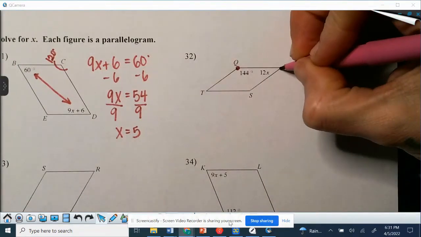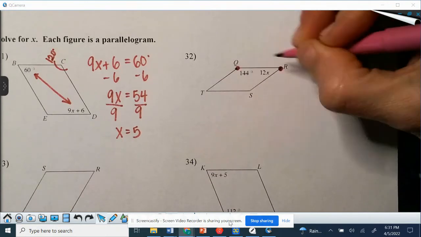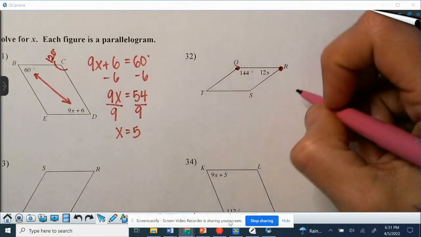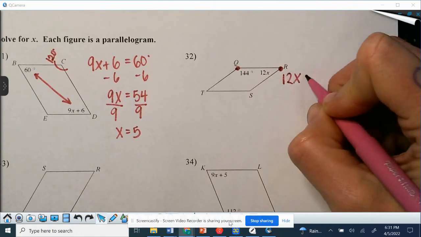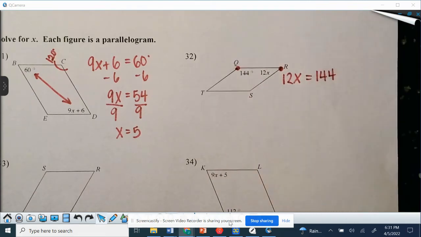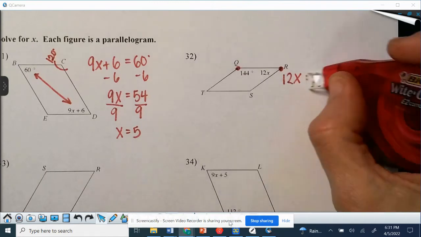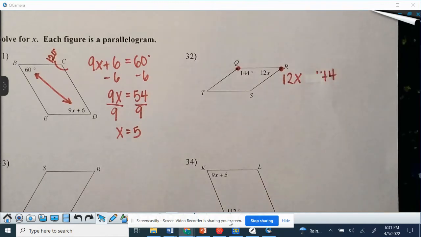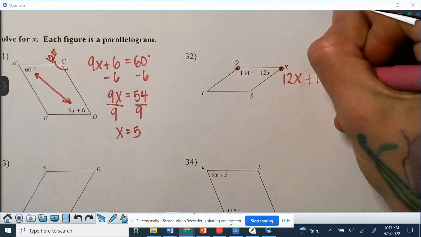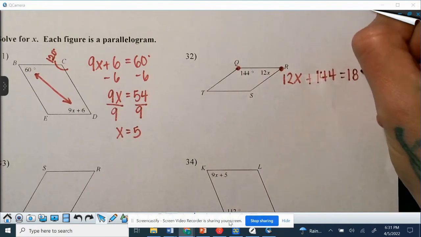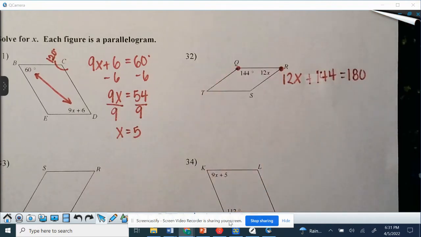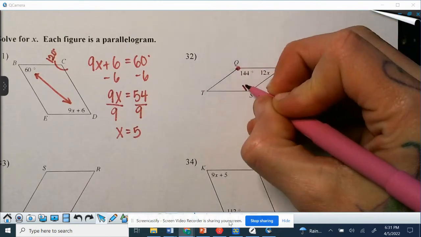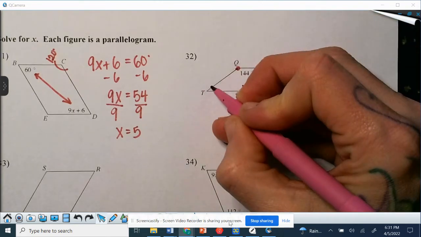All right, so looking at 32. Q and R are consecutive, or they're adjacent. They're right here side by side. So that means that 12x equals 144. And if we're being honest, that is not right. I just wrote it and got really excited here. 12x plus 144 is equal to 180, because side by side is supplementary. Remember, opposites are congruent. So this would be 144. And whatever 12x is what t is going to be.